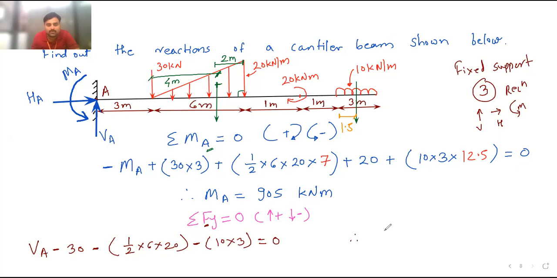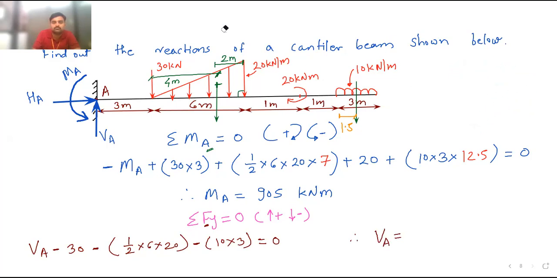So therefore, let me know the answer. VA is equal to 120. Positive. Assumed direction is correct. It is upward. Okay. Now apply summation Fx equal to 0.